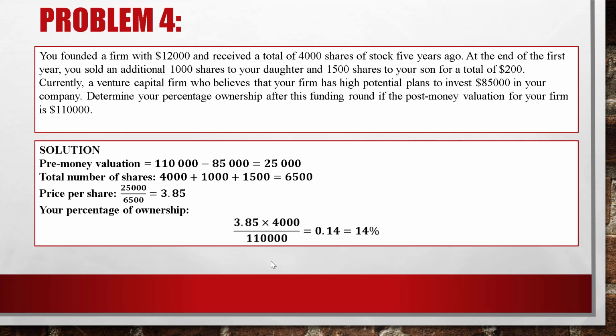So your ownership should be 3.85 times the number of your shares, which is 4,000. Then take this product and divide by $110,000, and we got 0.14, which is 14%. So your percentage of ownership in this problem is 14%. Here 110,000 is the post-money valuation. So in order to find your percentage of ownership, we have to calculate the total money that you have by shares, then divide by the total post-money valuation.